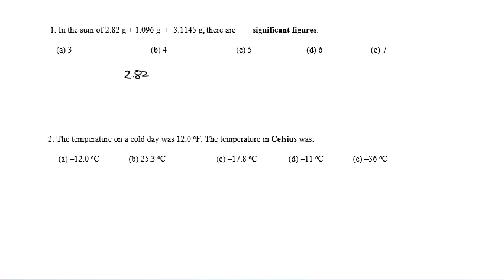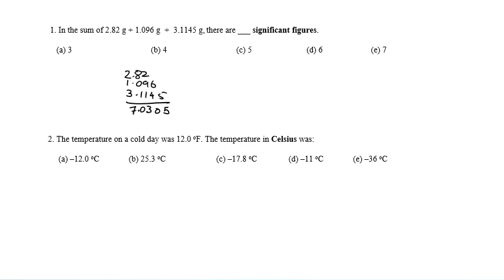2.82, 1.096 and 3.1145. Let's go ahead and add that. When you add this, we will get 5.0367, right? So we have to decide how many decimal places we have to keep in our answer.